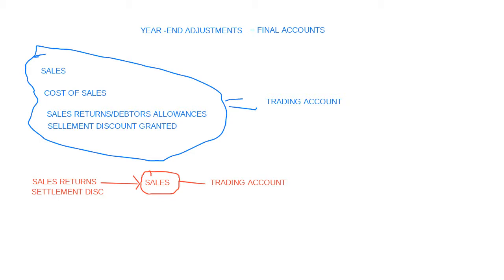But sometimes they don't normally give you settlement discount granted. So if you have it, I just want you to know what to do. If you see these two things, they are not transferred directly to the trading account. You must first transfer them to the sales, and thereafter close off sales to the trading account.